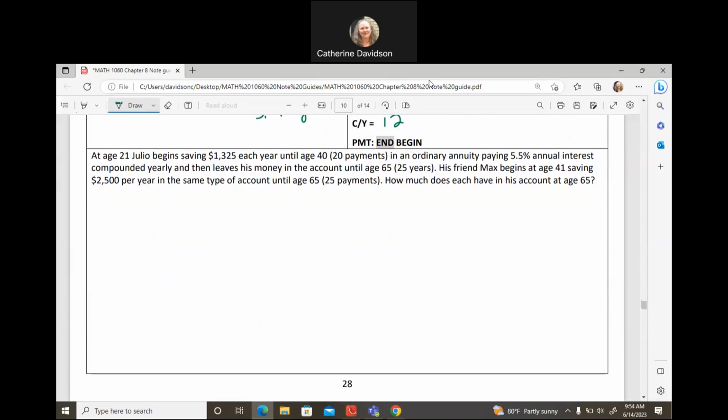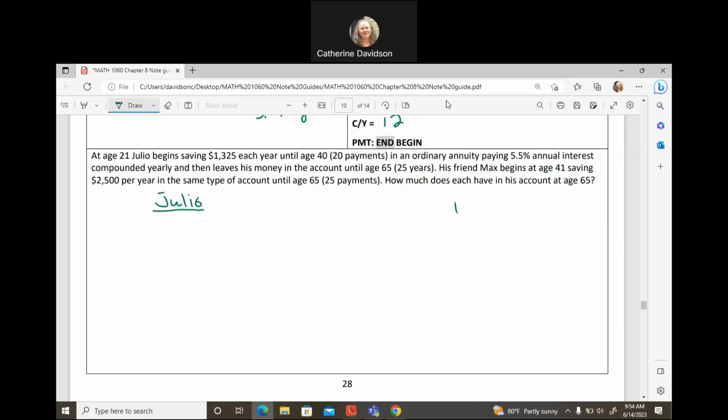So let's look at this. This is our last one for this section. At age 21, Julio begins saving $13.25 each year until age 40, so 20 payments, in an ordinary annuity paid 5.5% annual interest compounded yearly, and then leaves his money in the account until age 65, so 25 more years. So for 20 years, he makes payments, and then for 25 years, he doesn't make any payments. It just sits there. So we're going to have Julio on the left.